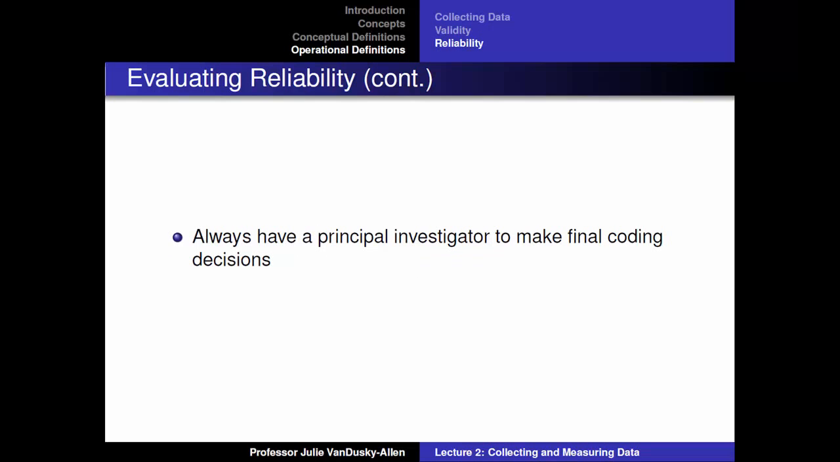If you do find that a variable has a low intercoder reliability score, one solution is to have a principal investigator make the final coding decisions for observations that are coded differently by different coders.